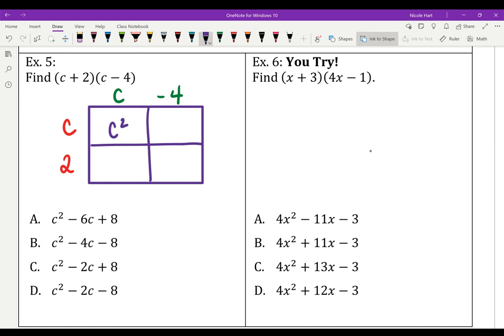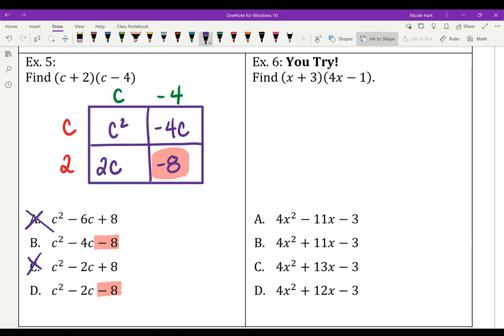C times 2 gives us 2c. C and negative 4 gives us negative 4c. And then lastly, we have 2 times negative 4, which gives us negative 8. Just looking at that negative 8, I know I can eliminate 2 answers because I'm supposed to have a negative 8. So I can eliminate A and I can eliminate C.